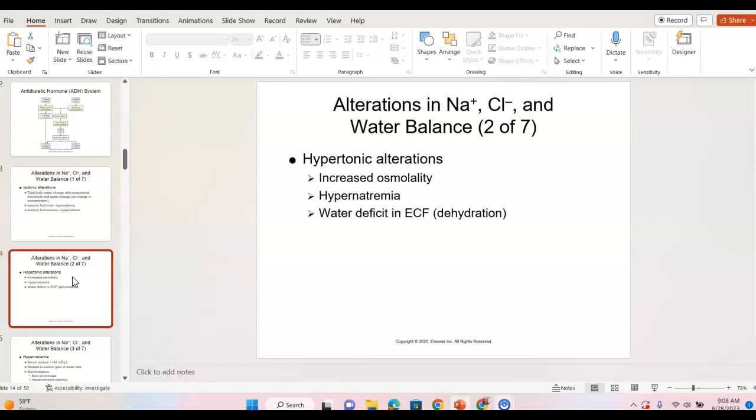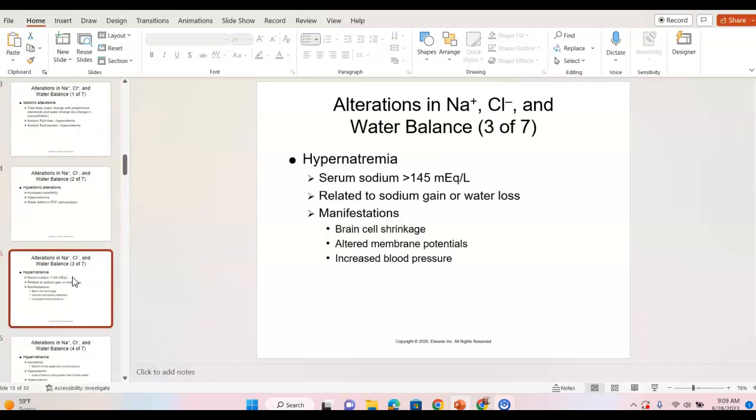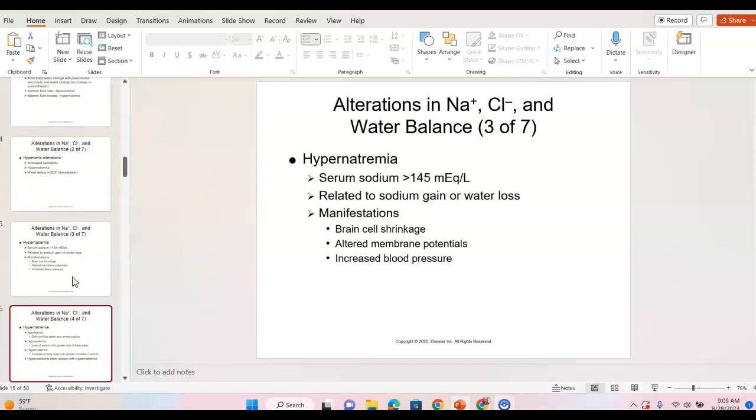Hypertonic is when you're... And I'm going to quickly go through these because I feel like these are probably things that you guys do on a regular basis. The balance of solutions. So hypertonic means there's too much substance in your solution. Hypotonic means there's too little substance in the solution, or you have too much water. So hypernatremia is going to be an increase in sodium. Here are the ranges. Here's the manifestations.